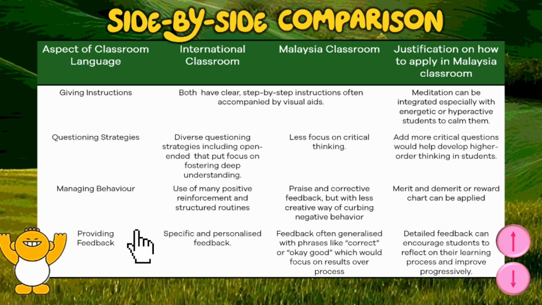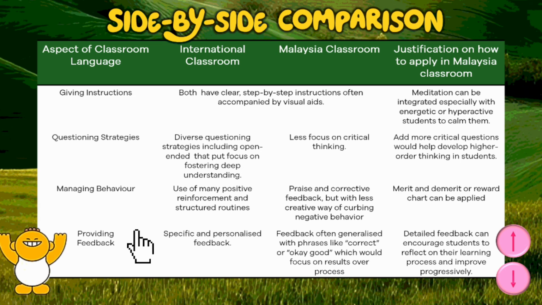So let's look at the specifics of the difference between giving feedback internationally and in Malaysia classroom language. Again, oral feedback is more personalized, more intimate, and more specific. Let's say the teacher says, oh, I love your question, I love the way you're thinking, I like how critically you are thinking, what a great question. I think that feedback shows that the teacher compliments the student on the process instead of the result. Meanwhile, for Malaysia, again, it focuses more on the result.